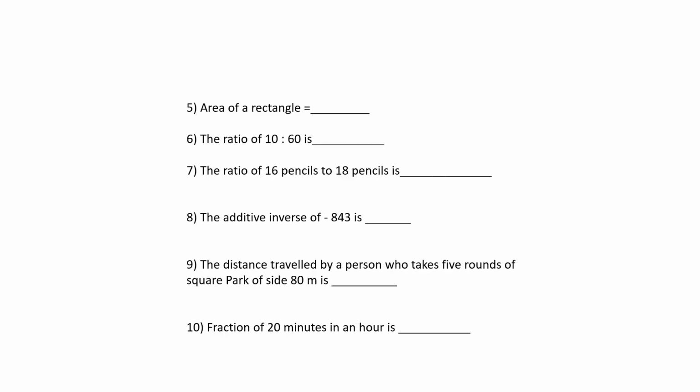Area of a rectangle equals. The area of a rectangle is calculated by multiplying its length and its breadth, correct? So here area of rectangle equals length into breadth.